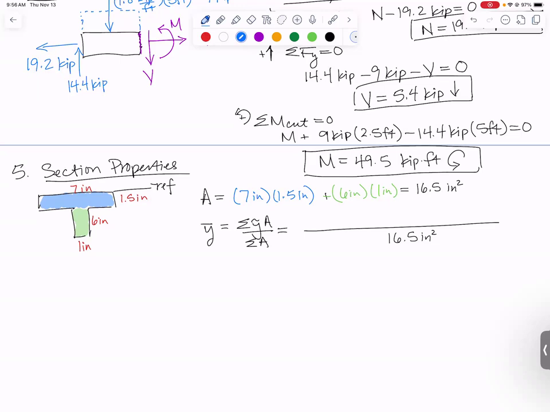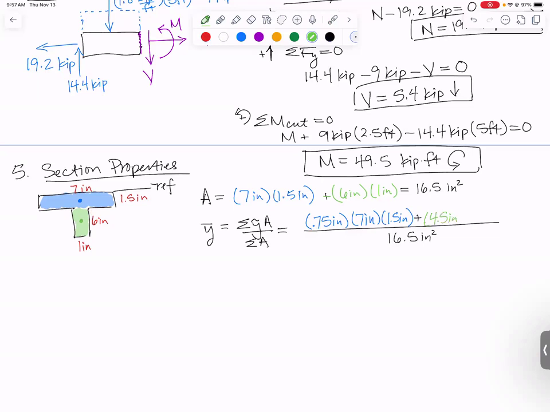For our 2 rectangles, I need the location of their centroids relative to the reference line. So this first one is going to be right there. I will multiply that distance 0.75 inches times the area, 7 times 1.5. And then I need to add to it for the green rectangle. Where is its centroid going to be? It's right here in the middle of the rectangle. To get all the way to my reference line, I've got to go 3 inches plus another 1.5.